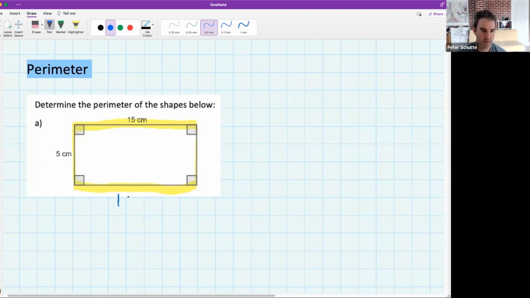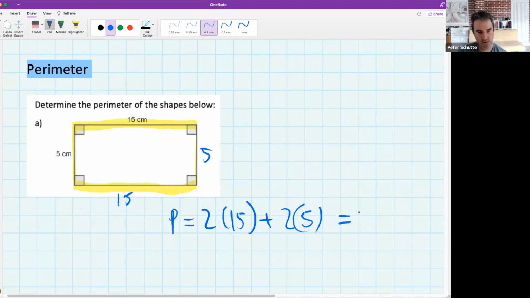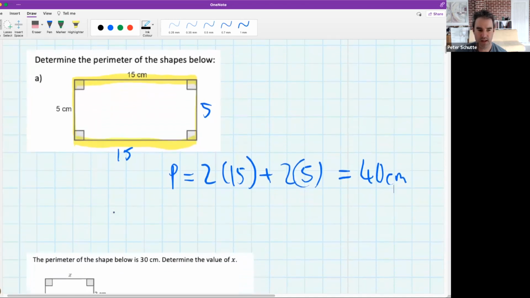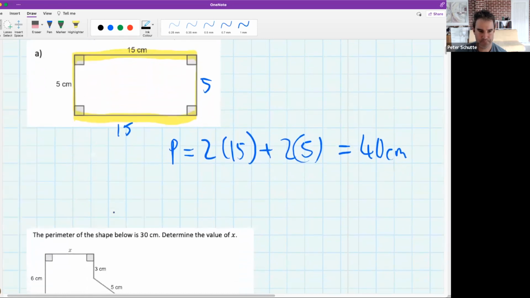Okay, so I see a lot of answers coming in. If you just counted it, you would get 40, or using the formula we just went through, 2 times 15 plus 2 times 5, which would give us 40, and it would be 40 centimeters. So remember, with perimeter, we always have a unit, and the unit is just going to be centimeters in this case. Awesome. That looks good to me. Okay, let's go to the next question.